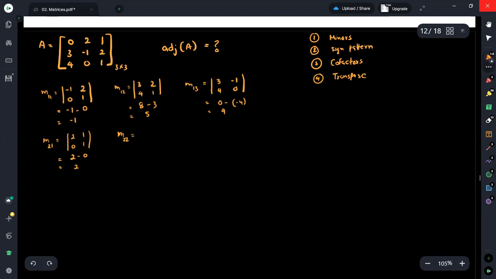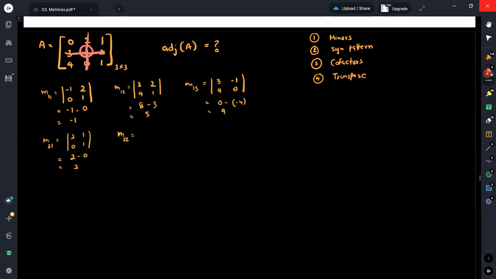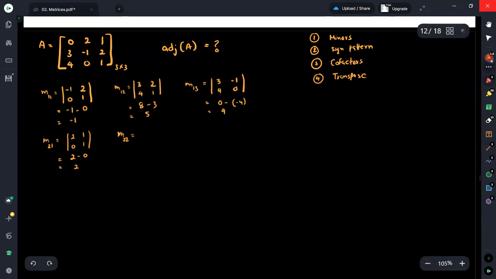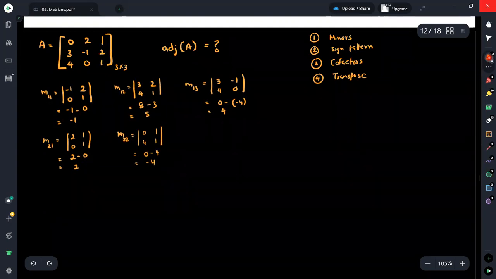To obtain the value for M22, we need to cut down the row and column associated with the element in the second row, second column. Then the values are 0, 1, 4 and 1. Then we'll get the value as 0 minus 4, which equals minus 4.